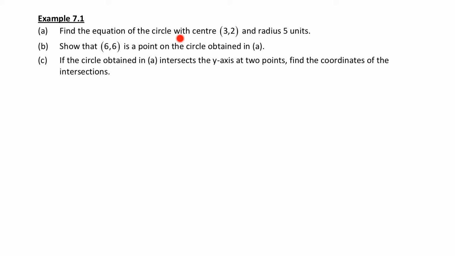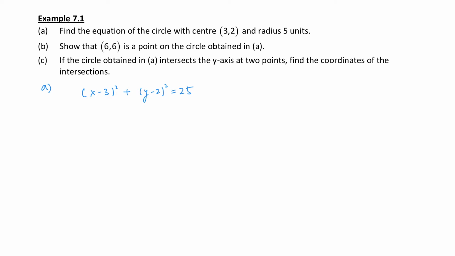Find the equation of circle with center (3, 2) and the radius is 5. Then I know (x − 3)² + (y − 2)² = 25. Done. Finish. Not very difficult because I know the center and the radius. Remember, if you want to find the equation of circle, you need to know the coordinate of center and the radius. If you know, then you can write down the answer directly.